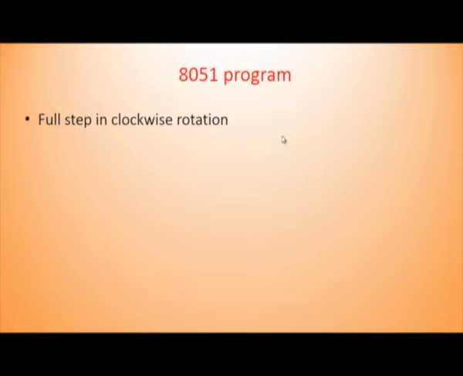Suppose I am asking you to rotate the motor in the full step clockwise direction with an angle of 64 degrees. Here I am considering one step equal to 2 degrees. Then 4 steps, because this is a full step which consists of 4 steps, will give 8 degrees. So, by giving a single rotation it will give 8 degrees.